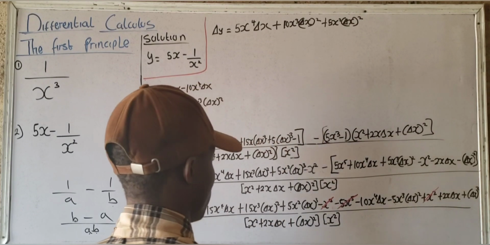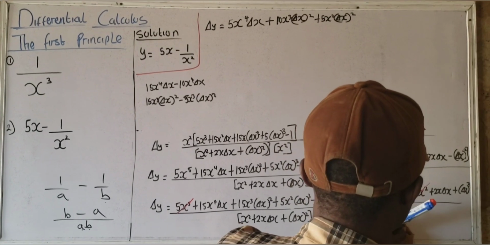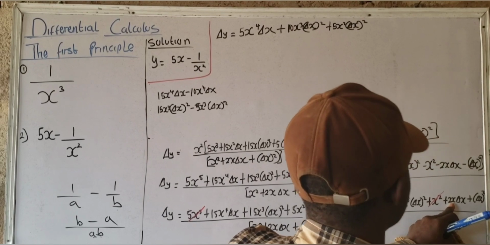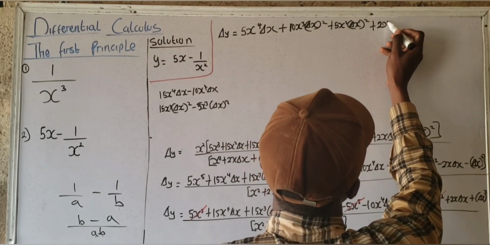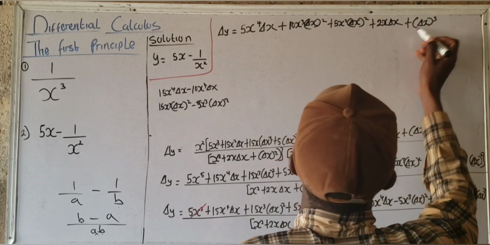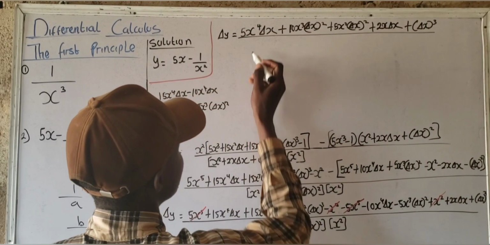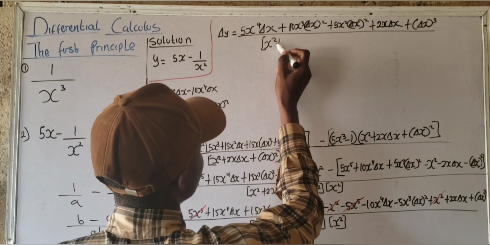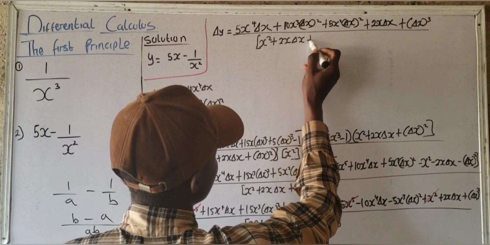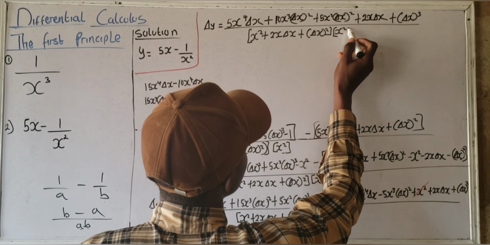Okay? Plus 5x squared delta x cubed. And then minus. Okay, you are done with this. You are done with this. Plus 2x delta x plus 2x delta x, then plus delta x raised to the power of 3, all over x squared plus 2x delta x plus delta x squared, multiplied by x raised to the power of 2.